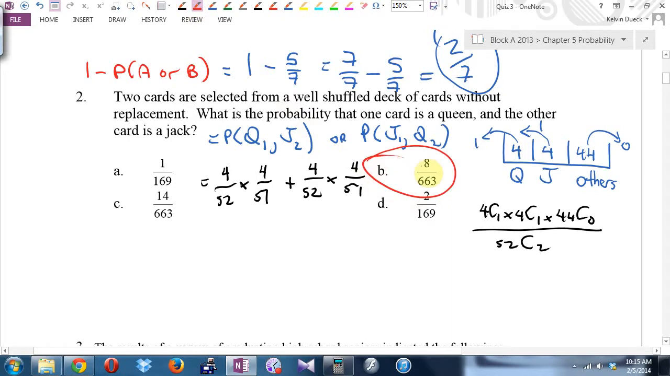B. Yep. Please put it on top of block B. Yep.